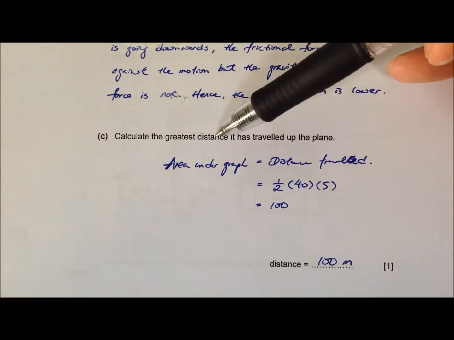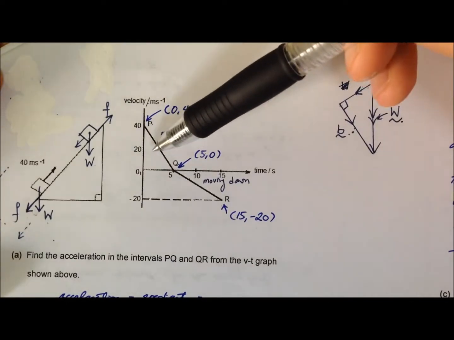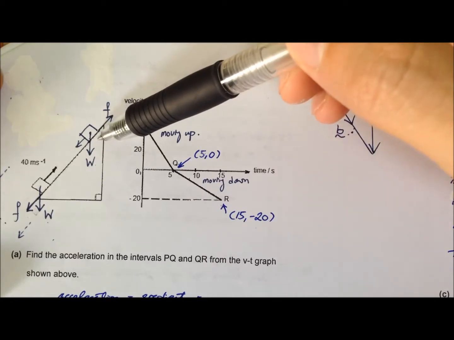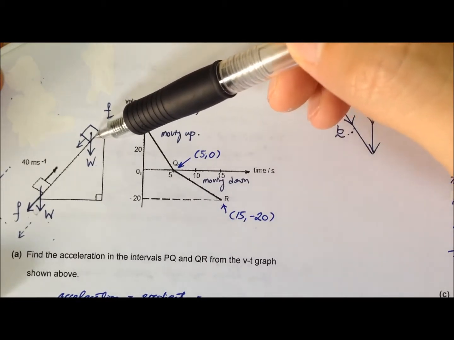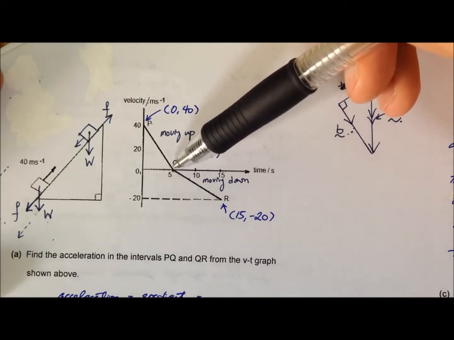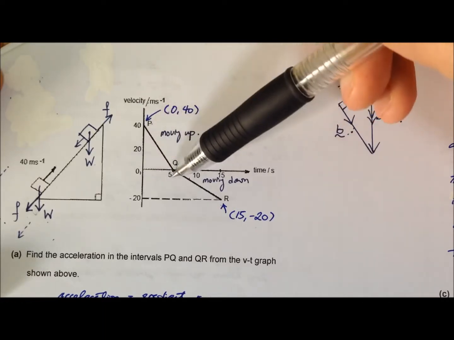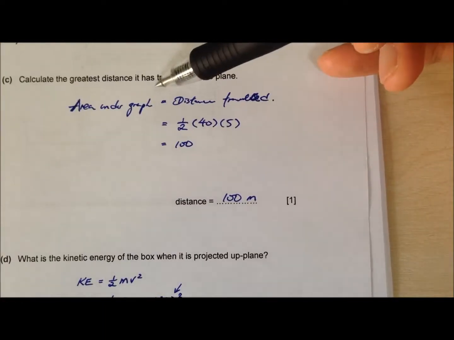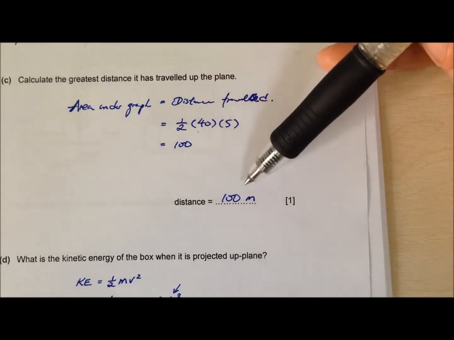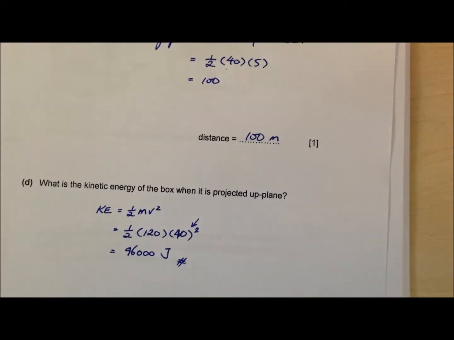Okay, let's look at part C. Part C, they are asking you to find the greatest distance. So like I said in part B, the greatest distance will be from the start all the way till the block begins to change its direction. So that is from this part all the way till when it starts to change direction, which is this point. So the distance traveled is the area under this part, so it is a triangle. So put in the right value, the correct formula to find the area of a triangle, you get the correct answer. Remember the unit is in meter.